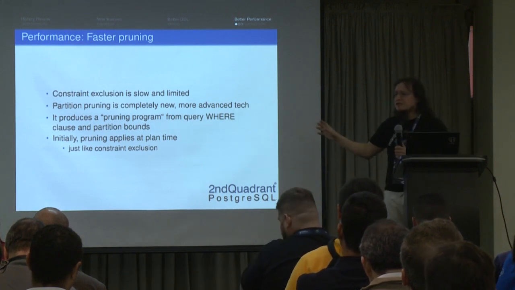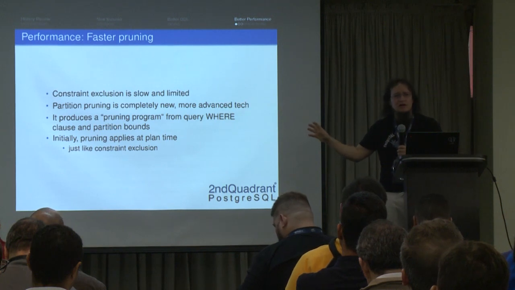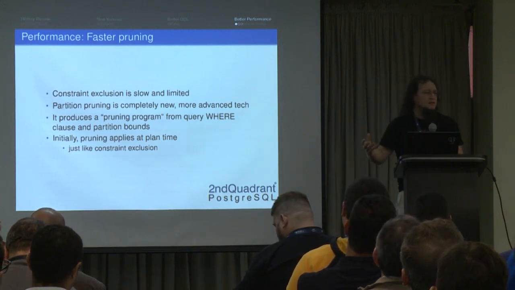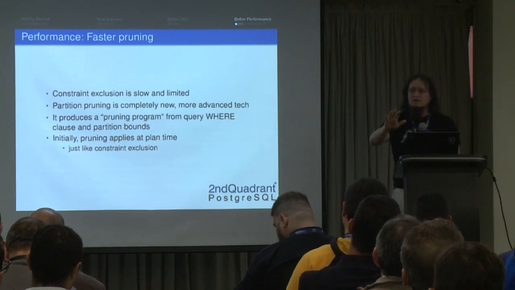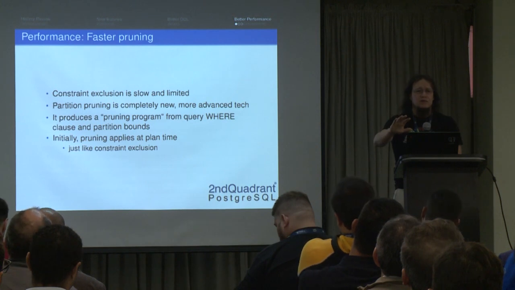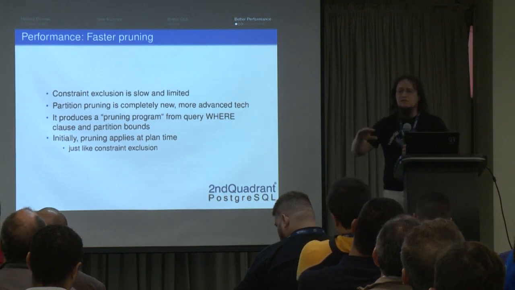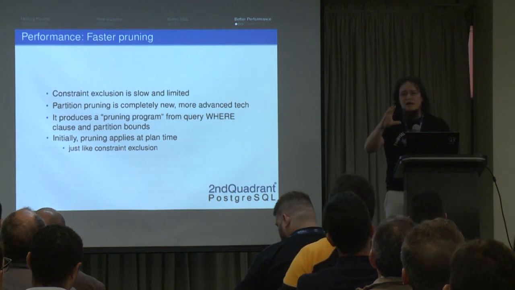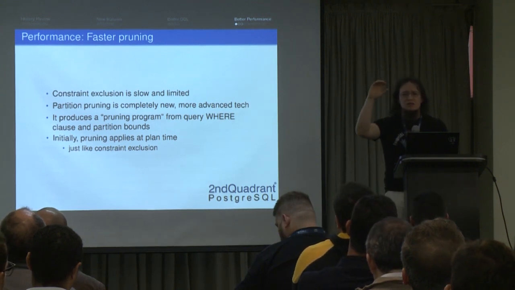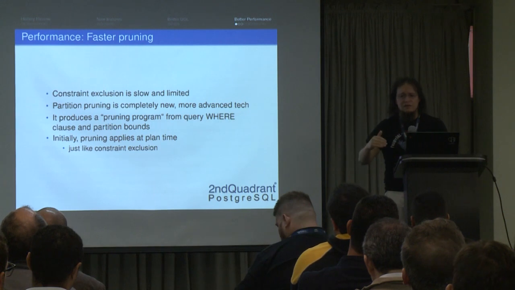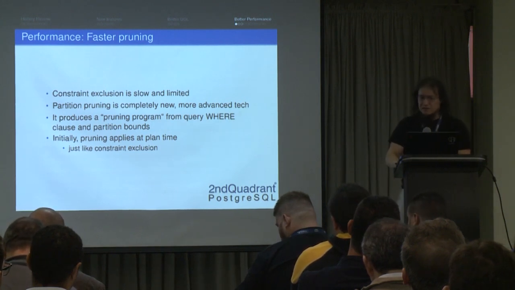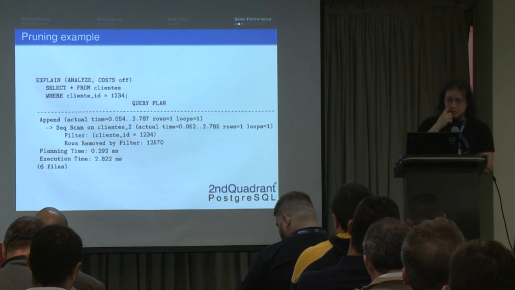At first, this pruning program was written to be applied at plan time, just like constraint exclusion. So you send the query, the query is planned, and at that moment, constraint exclusion and the pruning program say, okay, these partitions don't need to be scanned, so we can skip them, and the plan becomes this other one, which doesn't have these and those partitions. So it executes faster.